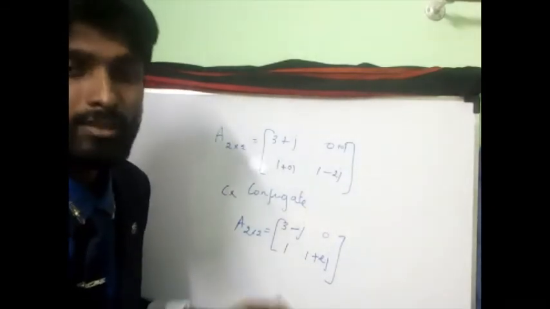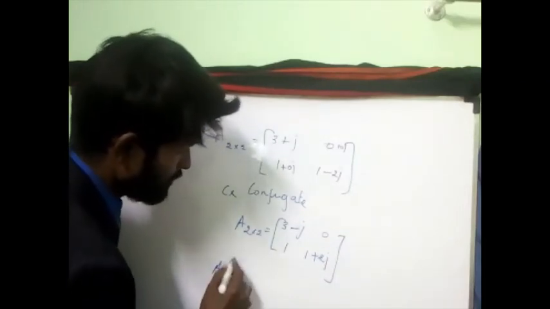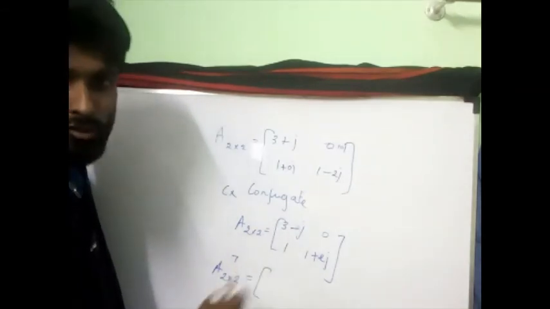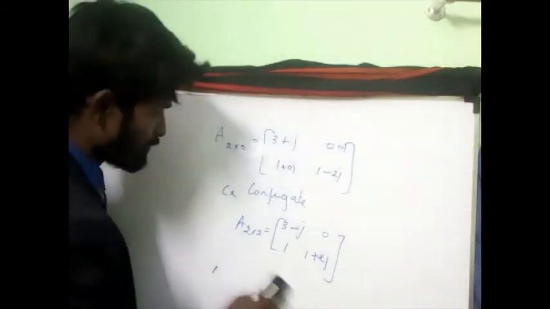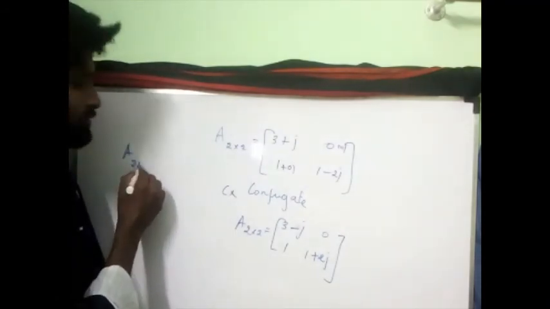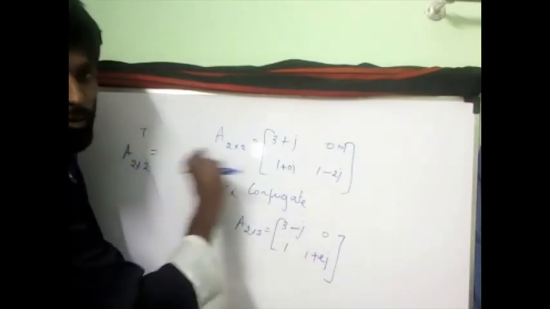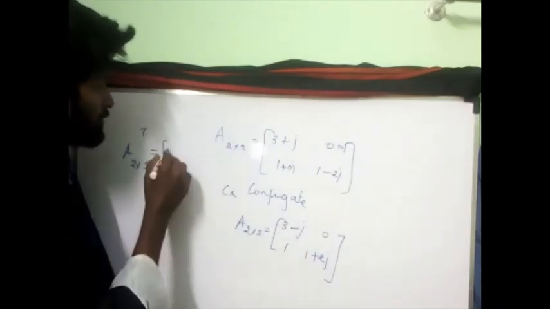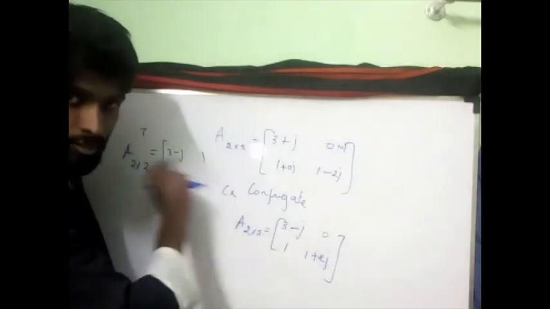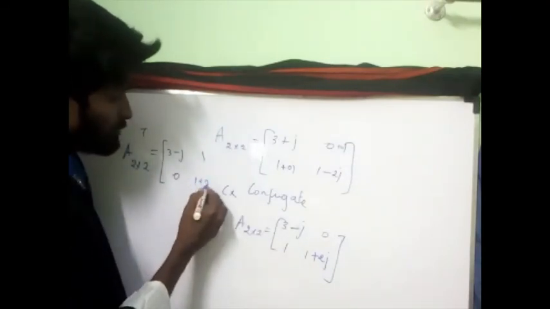But now I'm going for the transpose of this current matrix. So A 2 cross 2 transpose is equal to, we know about this one, right? Row to column, column to row. Take the first column and write it in a row, that means 3 minus j, 1. Second column, write in a row under the first row. So 0, 1 plus 2j.